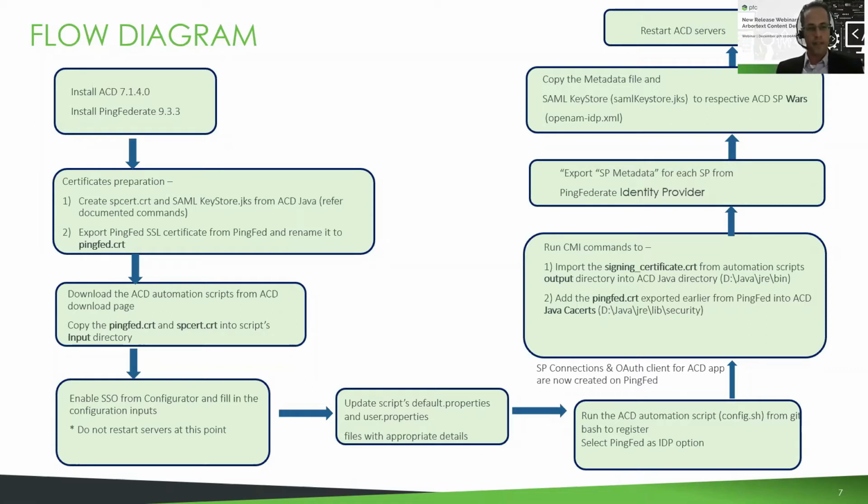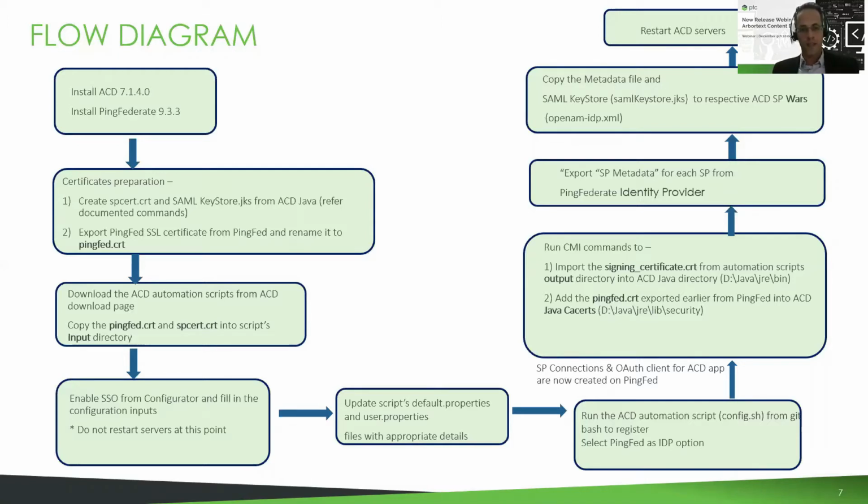Then you need to enable the SSO configuration from the deployment configurator of ACD. At this point, you just configure everything. You do not restart the servers. Then you update a couple of properties files that are available in the script that you just downloaded, including the default properties and the user's properties. Then you run the automation script using Git Bash to register all the configuration and set up the connection between Ping Federate as the IDP, as well as the ACD application as service provider, as well as resource provider. And at this point, you will also see all the connections, the OAuth, as well as the service provider setup on the Ping Federate webpage. I'll go through it in coming slides.